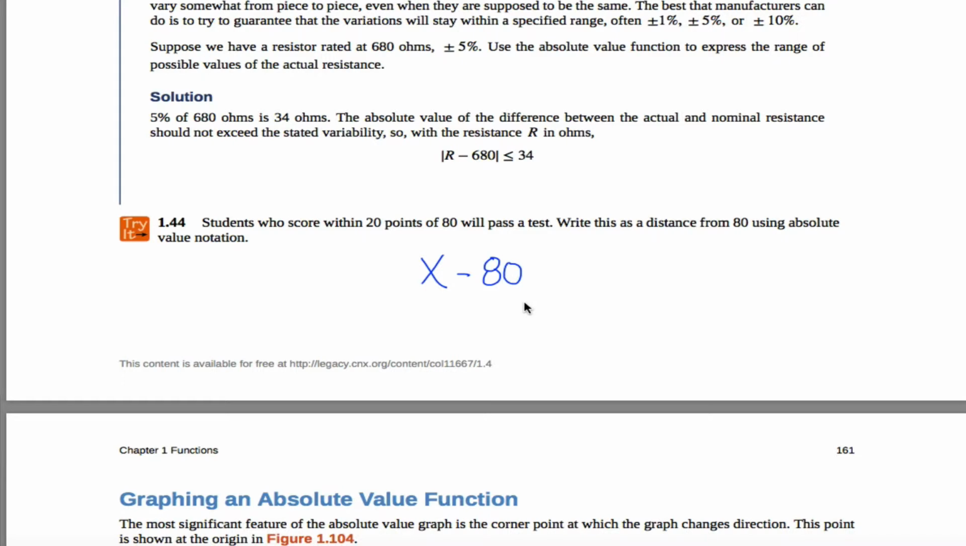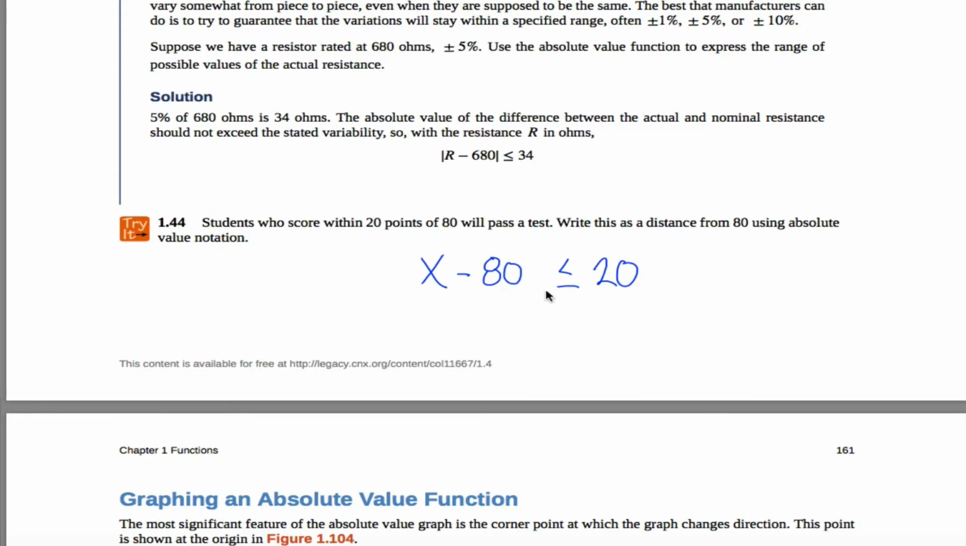And you might be like, couldn't you write 80 minus X? Yeah, you could. X minus 80 tells you how many points you score above 80. If you did 80 minus X, it would tell you how many points you score below 80. But it turns out that either one will work for this example. You might think that X minus 80 should be less than or equal to 20, and you'd be really close.